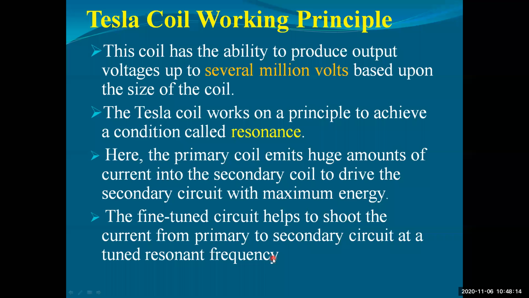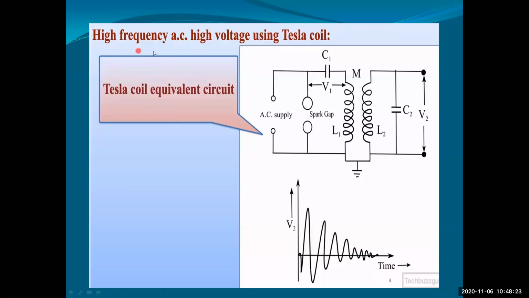By using the LC circuit, we can adjust the frequency. You can easily understand when you are looking at the circuit diagram. So, high frequency AC voltage using a Tesla coil. The circuit diagram of a Tesla coil. Here, this is called a resonant transformer. This is also called a Tesla coil.